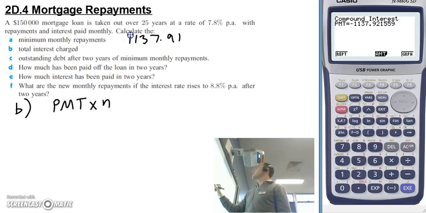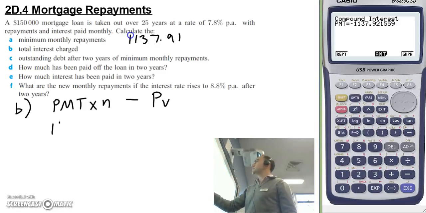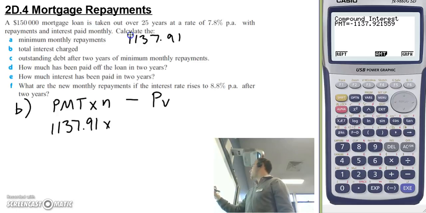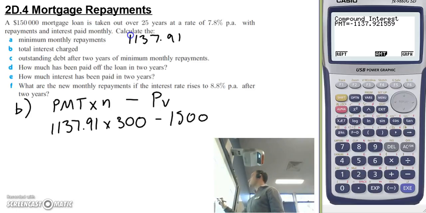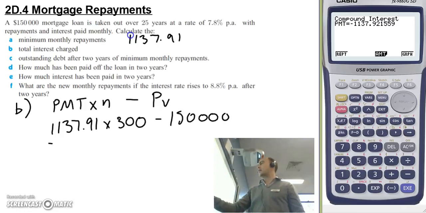So for part B, the total interest charged is going to be the number of payments multiplied by the payment, subtract what you started with. So the payment is 1137.91 multiplied by the 300 payments, so 25 by 12, minus the 150,000 that I've already paid. I pop that into my calculator and I get an answer.